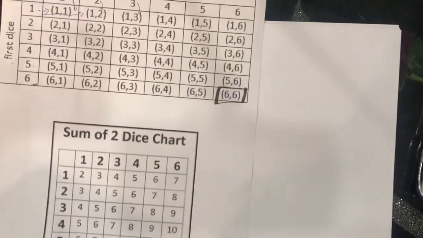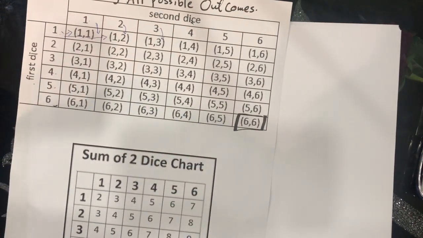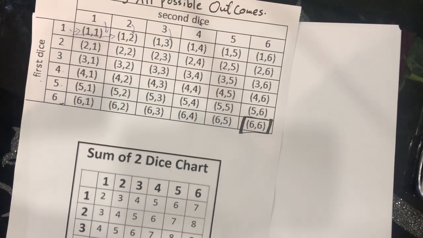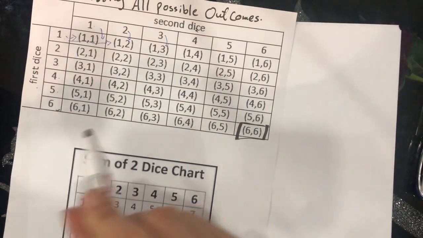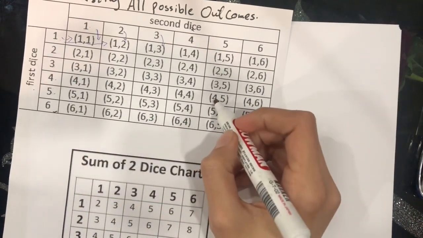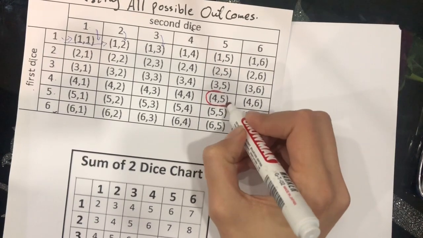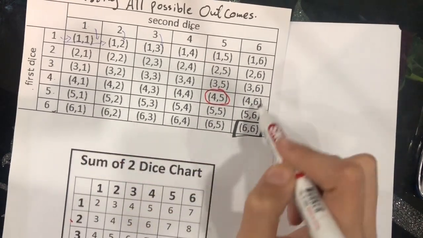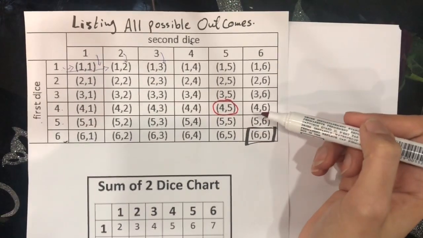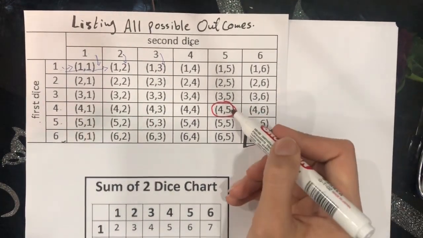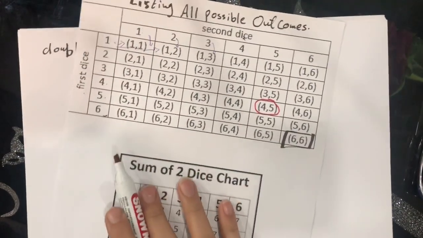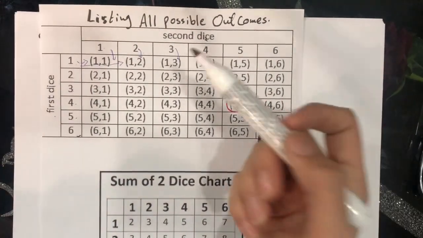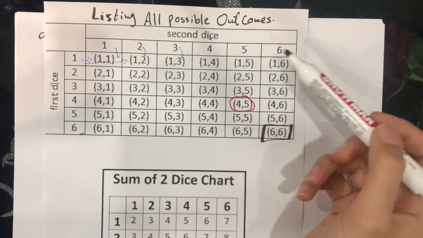If I am asking you what is the probability of getting a 4 from the first dice and a 5 from the second dice, you will look at our table. 4 from the first dice and then 5 from the second dice, which is this outcome. If you look through the entire table, you will only find this one outcome. So the probability for that happening will also be 1 out of 36 because I have one outcome and all the outcomes are 36.